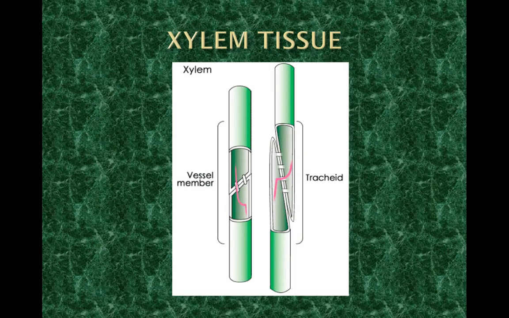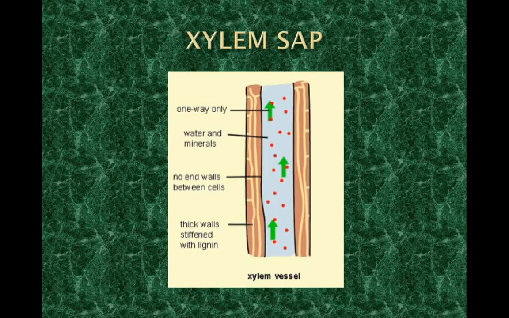As we've discussed before, xylem tissue is made of tracheids and vessel elements. Those are tubes of dead cell walls. Each cell has holes in the ends, so it creates a continuous route. Xylem sap is a solution of inorganic nutrients from the roots.